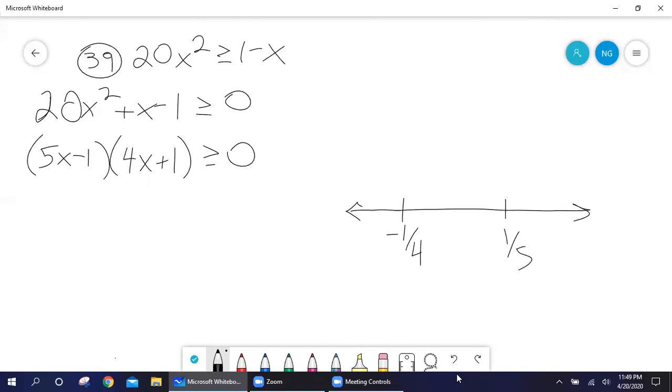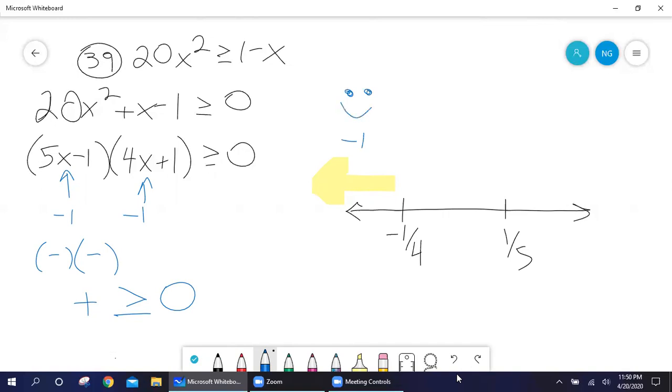Again, I separate into regions. I first will test a number to the left. Let's say I test -1. And again, all I care about is whether it's going to be positive or negative. So if I plugged in -1, that would make the first factor negative. That would make the second factor negative. Negative times a negative is positive. Again, the question is that what I wanted? Are positive bigger than or equal to 0? Yes, they are. So the left side was what I wanted.